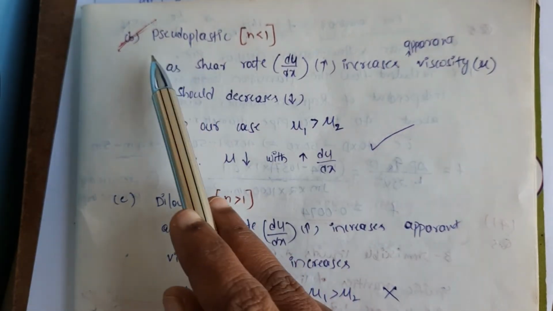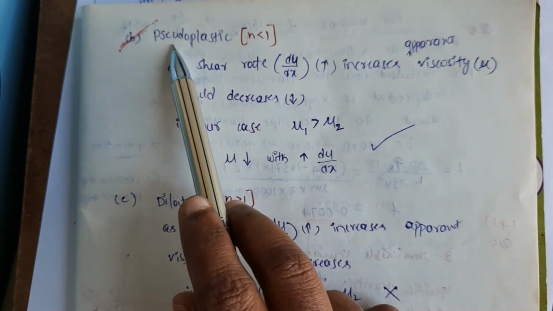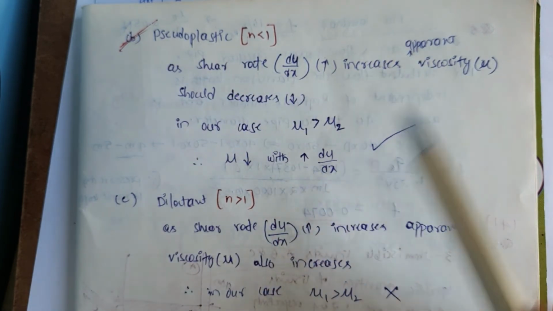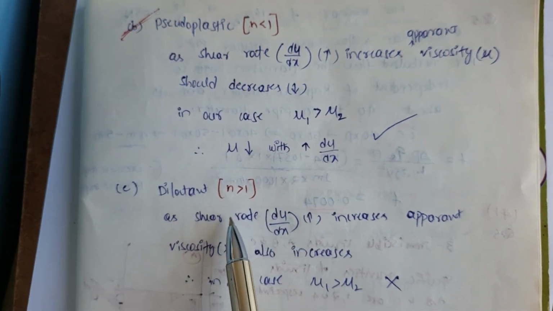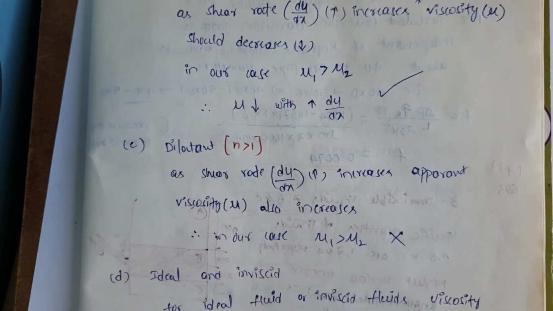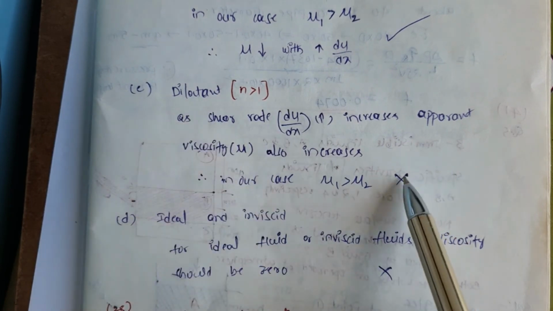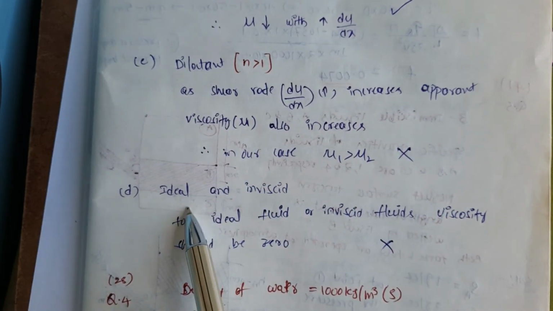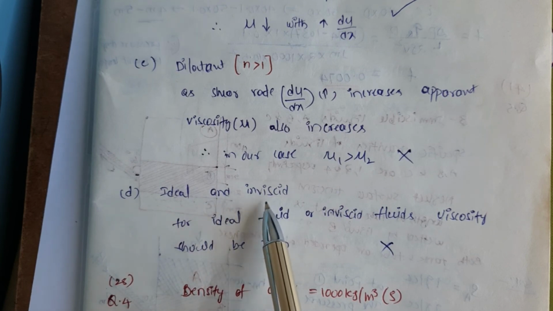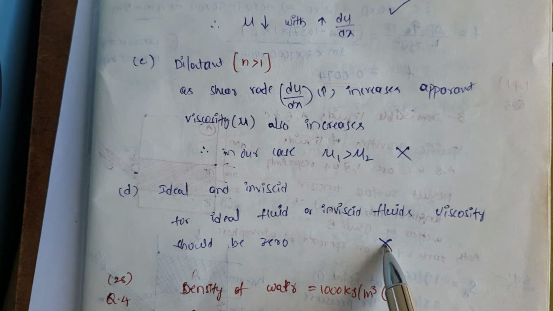If you look at option B, this is the correct answer, right? Pseudoplastics are shear rate thinning fluids. For dilatants, this is also not the correct answer, because viscosity should increase with increasing shear rate for dilatants. So this is a wrong option. Ideal and inviscid fluids means viscosity should be 0 for ideal fluids, so this is also not the correct answer.